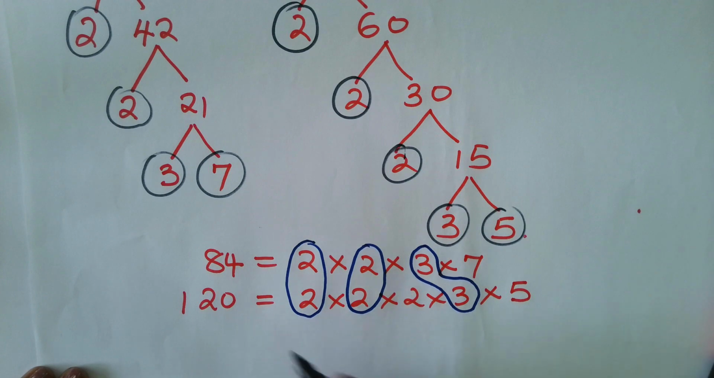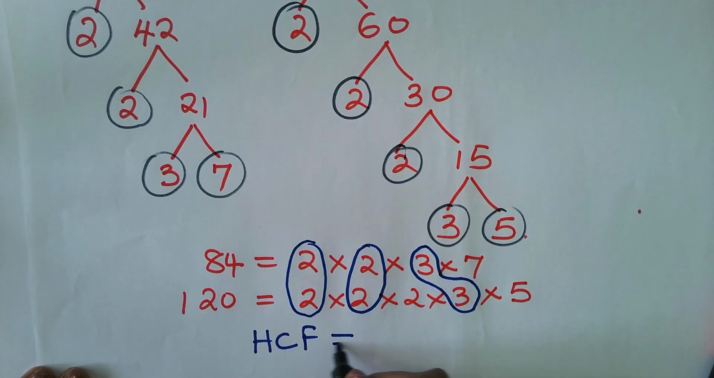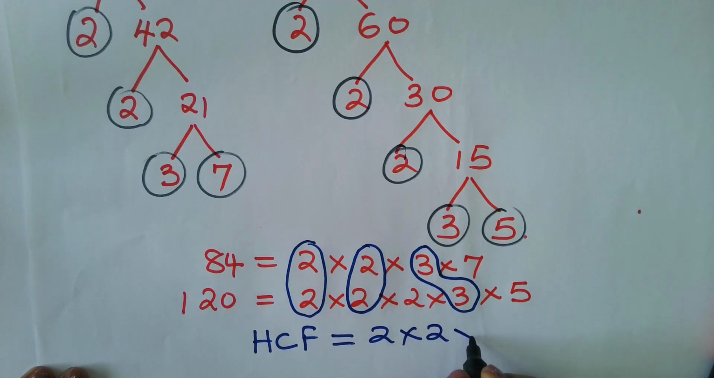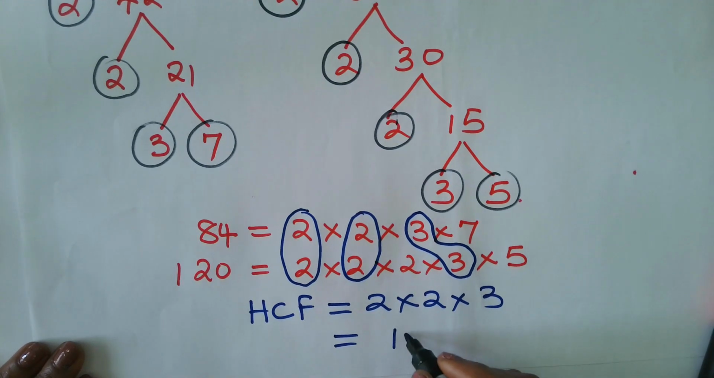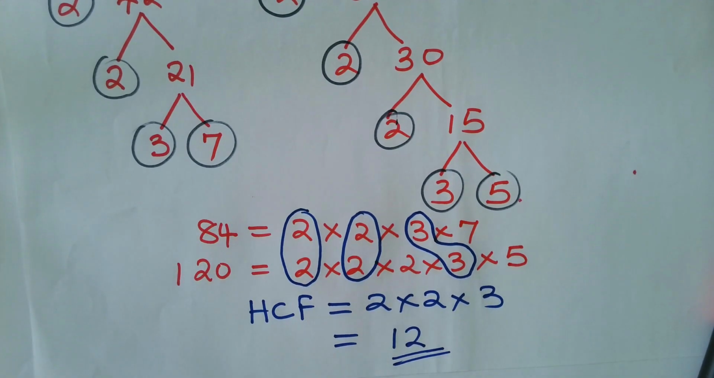So what we have would be HCF is equal to 2 times 2 times 3, which will give us 12. So the answer to this question is 12.